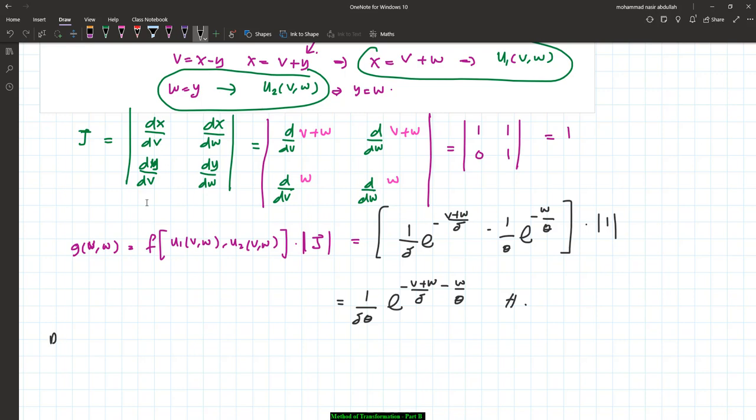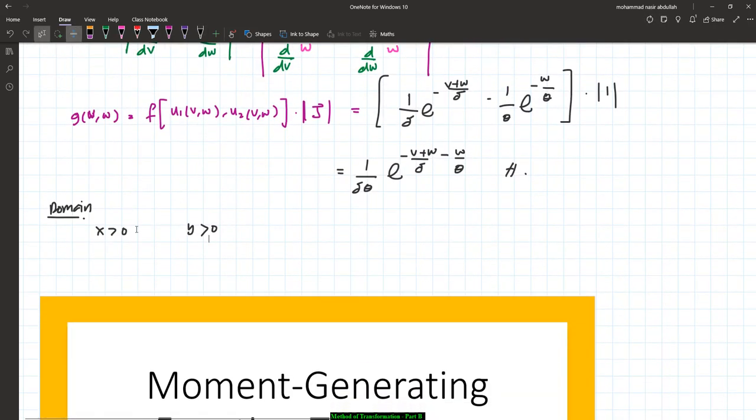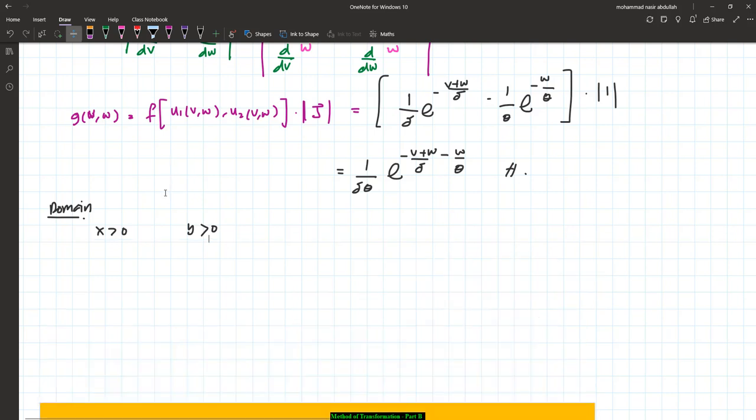So how about domain? Domain x is more than 0, y is also more than 0 because this is exponential distribution, right? Right, exponential distribution. So now x is equal to v plus w more than 0, v equal to negative w, y is equal to w, w is more than 0. So this is more, kan? More. Right. So W should be on the right hand side. So kalau kita boleh combine kat sini 0 W V. And of course this one infinity lah.